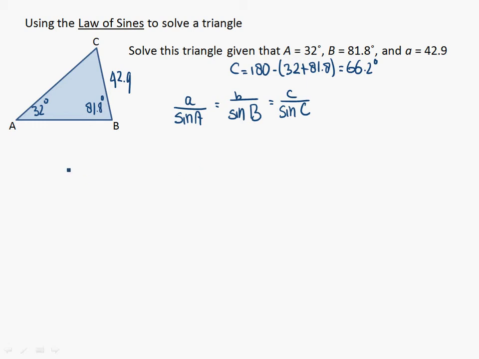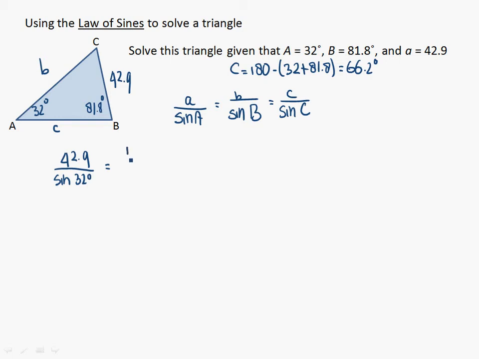The first one. In case you're wondering why he is using the 42.9 and the sine of A, well, that's the only combination that I have, right? Let's label this side as B, because that's across from B, and this side as C. Which one do you want me to find first, Sarju?